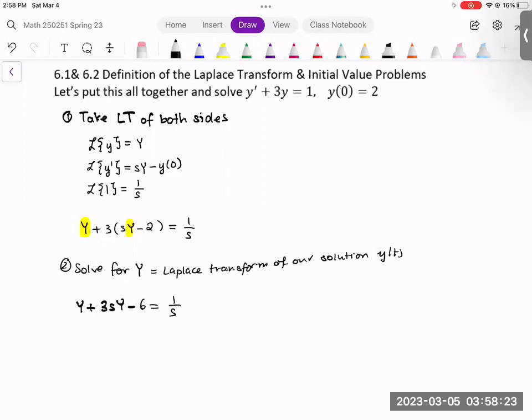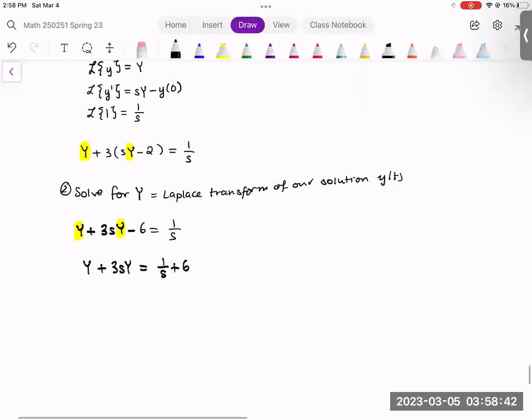Okay, so everything that doesn't have Y as a factor, I'm going to move to the other side. So we have Y plus 3sY equals 1 over s plus 6. If we wish to, on the right-hand side, we can combine everything into a single term. So that's 1 over s plus 6s over s, or 6s plus 1 over s.